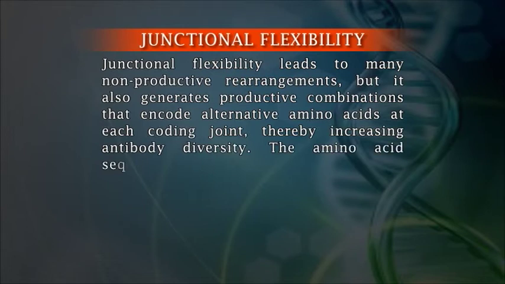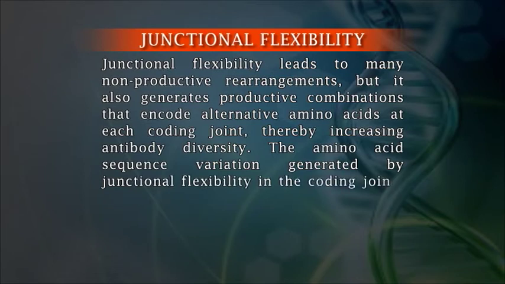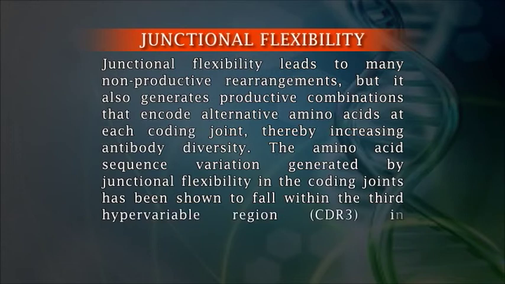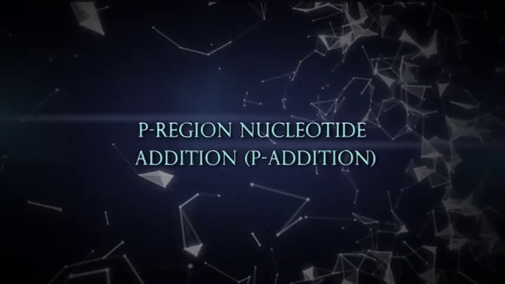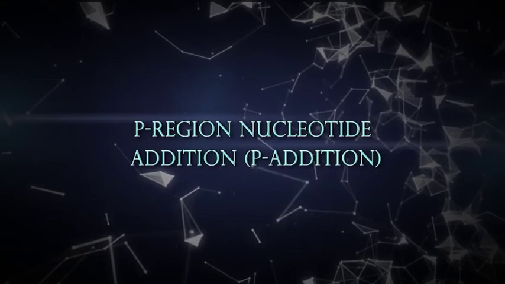The amino acid sequence variations generated by junctional flexibility in the coding join have been shown to fall within the third hypervariable region or CDR3 in immunoglobulin heavy chain and light chain DNA. Since CDR3 often makes a major contribution to antigen binding by the antibody molecule, amino acid changes generated by junctional flexibility are important in the generation of antibody diversity. P-region nucleotide addition or P-addition.